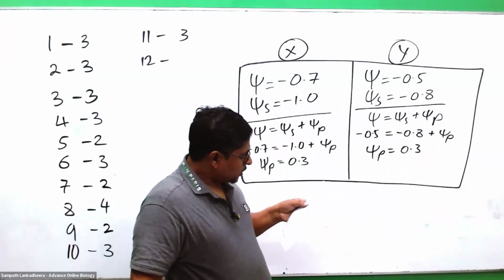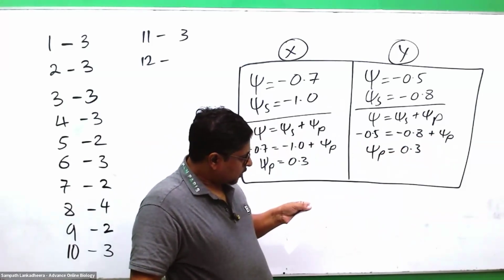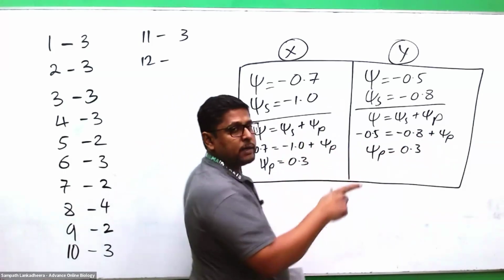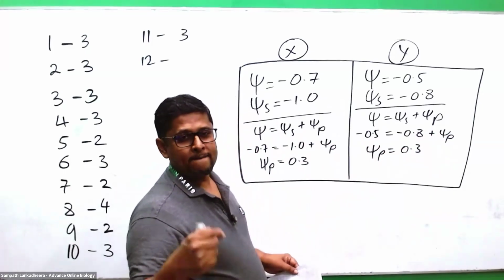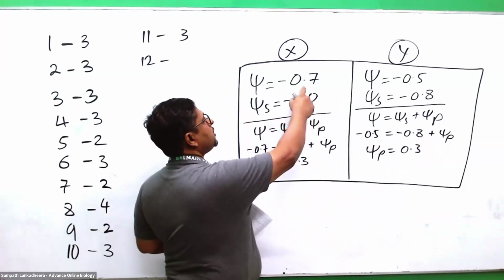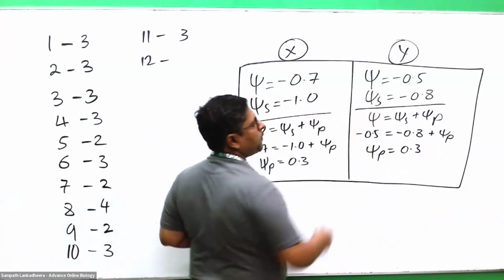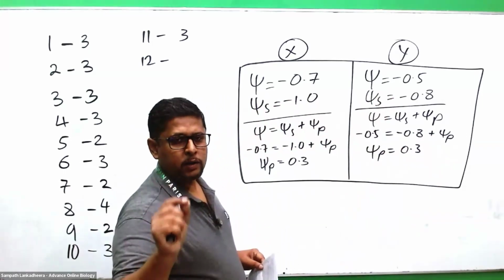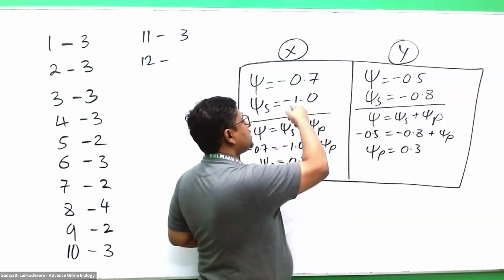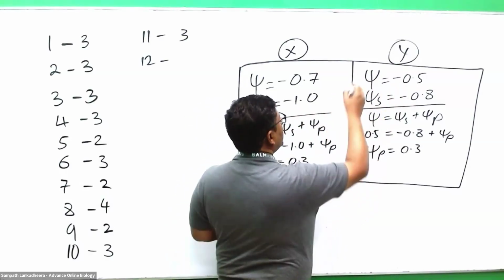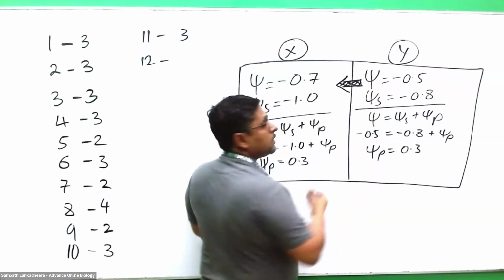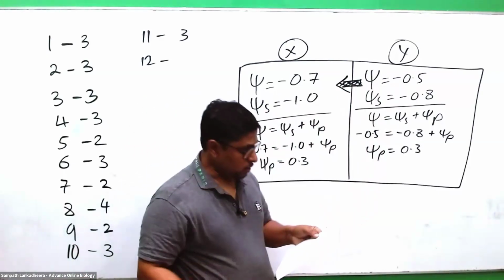Which of the following statements is incorrect? Water will move from cell Y to cell X. Transport of water is affected by the water potential difference. Which cell has the higher water potential? Cell X is minus 0.7, and cell Y is minus 0.5, so Y has the higher water potential and X has the lesser. So water moves from Y to X direction.